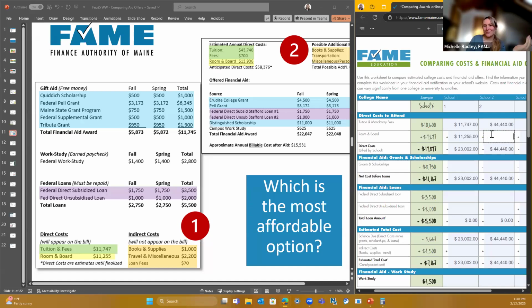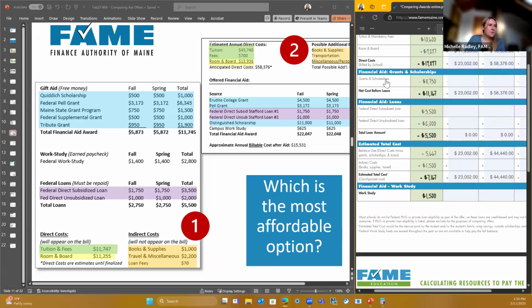I think this is a really great tool to share with families because they get to see it progress and see how it changes. So for that school, it is $13,936 for a total of 58 and change.